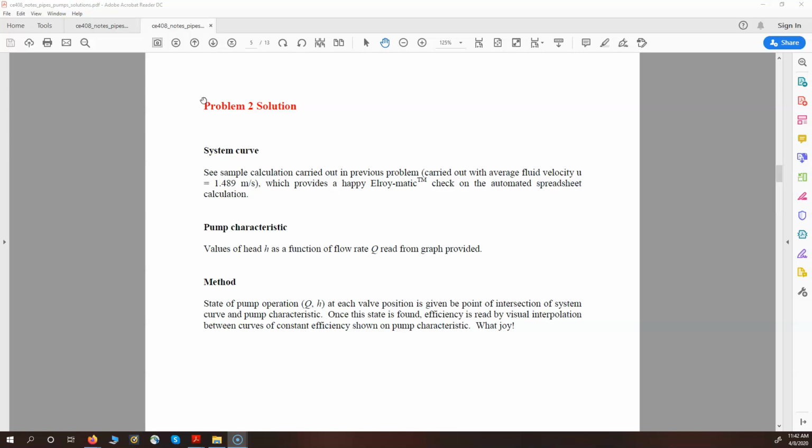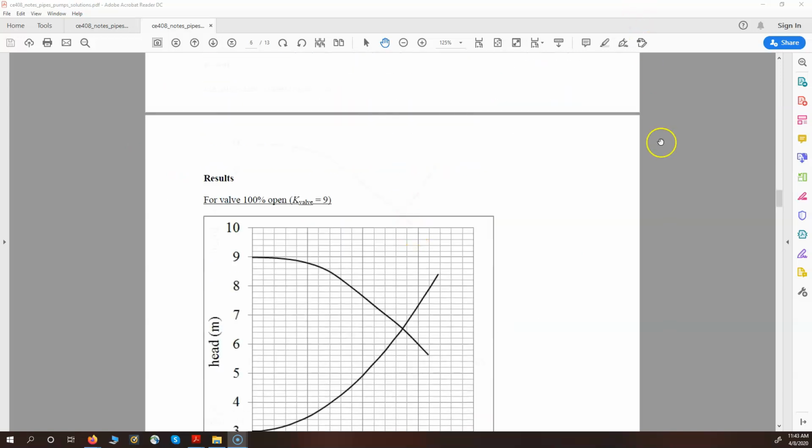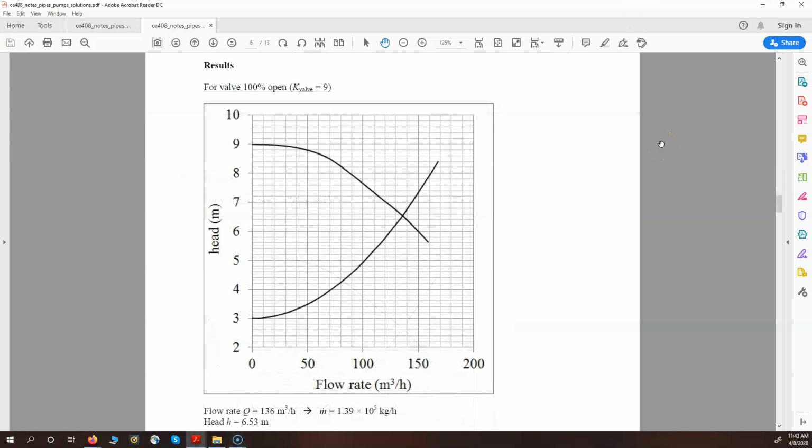So long story short, how you find at a given valve position where you are is to look for the intersection, because you have to be on both curves at once, at the intersection between the system curve and the pump characteristic. So it's as easy as that, actually. So let's take a look. This picture here is for the valve 100% open, in the fully open position. Here's the system curve. We actually saw that before. Here's the pump characteristic for the impeller that we're using, the 6-inch impeller.